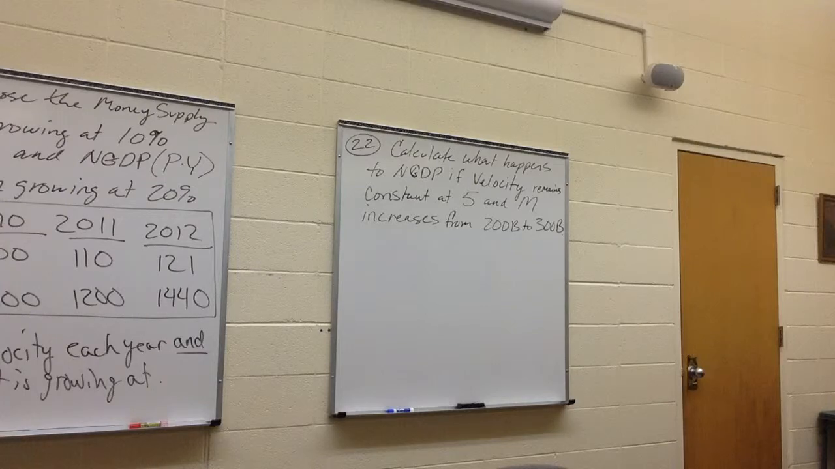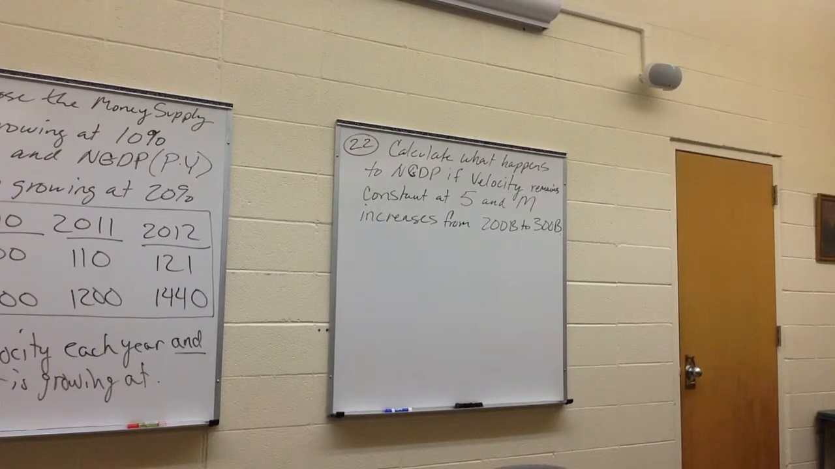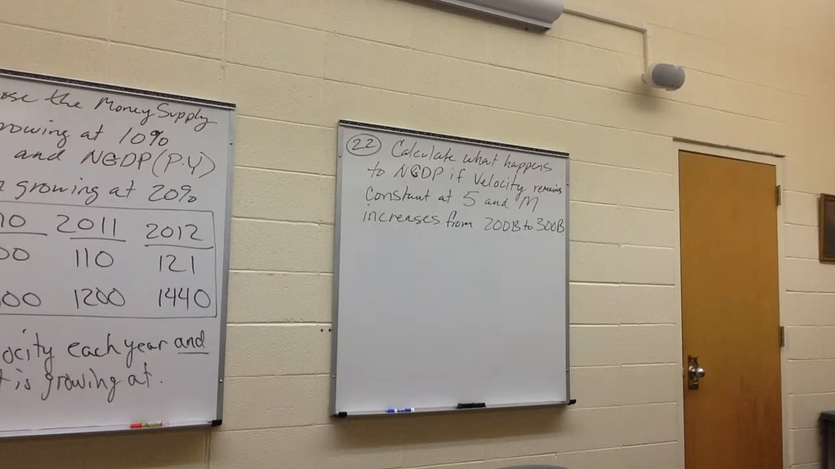Work with the equation of exchange. It's actually a lot easier. So velocity is constant at 5. The equation of exchange, MV equals PY. PY is what nominal GDP is, right? So 5 times 200 is 1,000. And so that's a trillion. And then the next year it climbs to that.